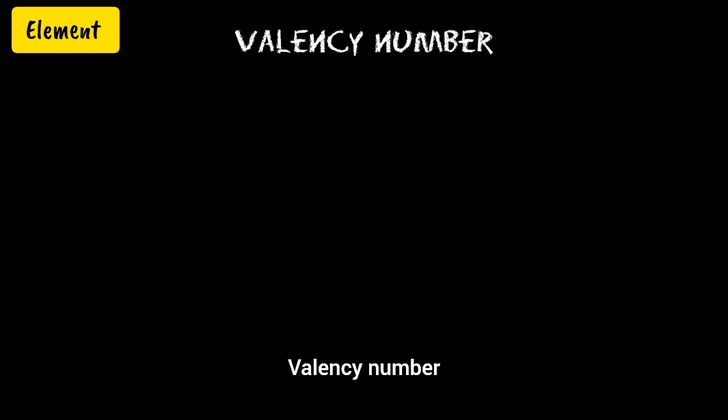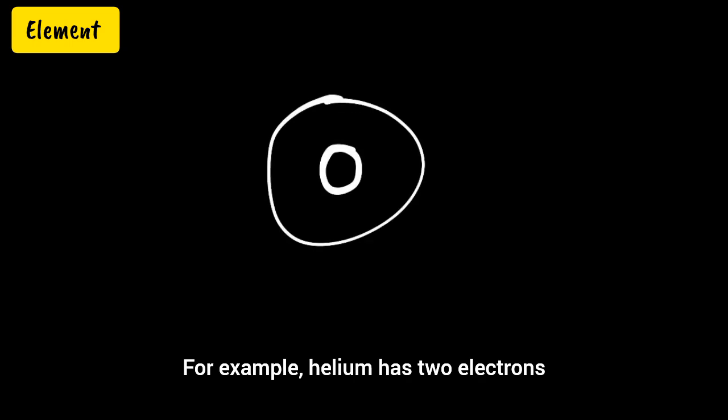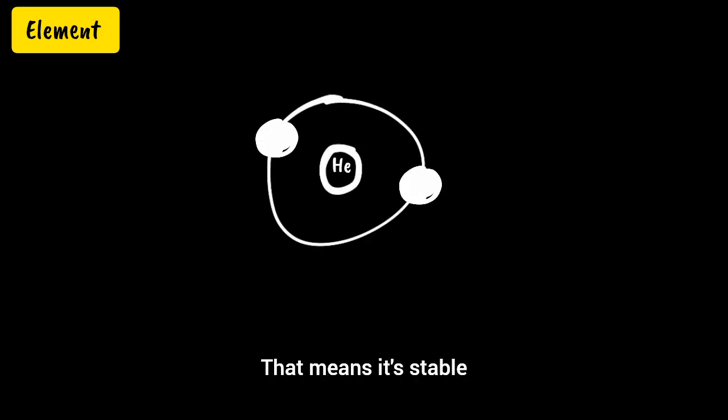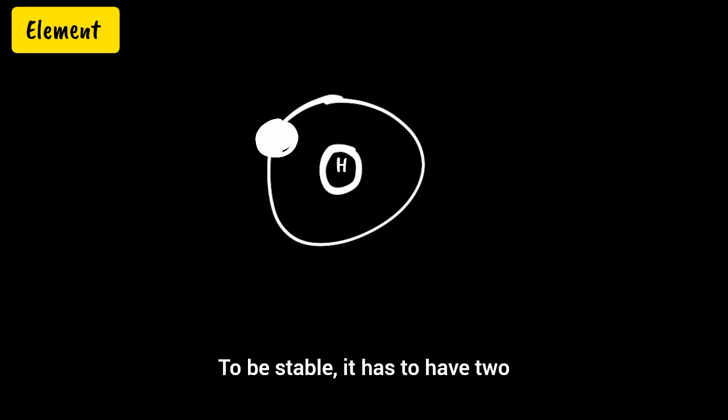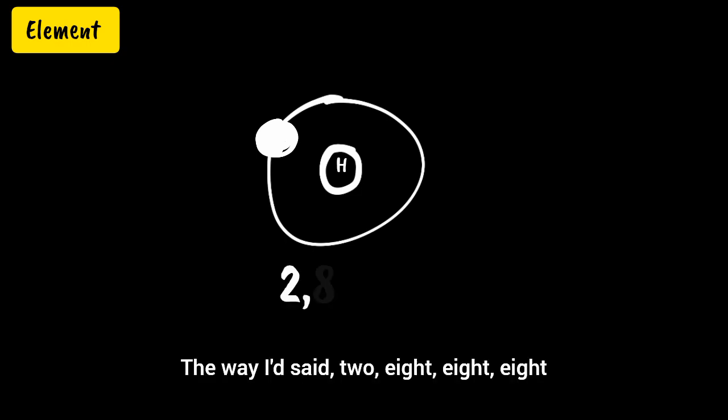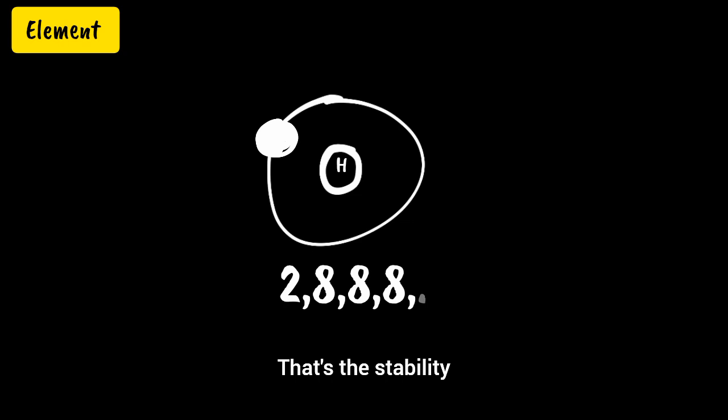Valency number. When an atom has full electrons in the shell, we say it's stable. For example, helium has 2 electrons, which means it's stable. Hydrogen has 1 in its shell. It is not stable because it has 1. To be stable, it has to have 2. The way I said, 2, 8, 8, 8, 8. That's the stability. So if in the first shell it has 1, it's not stable. If in the second shell it has 5, it's not stable. It has to have 8 to be stable. I think you get it now.